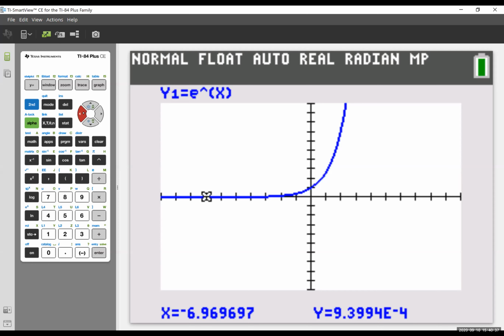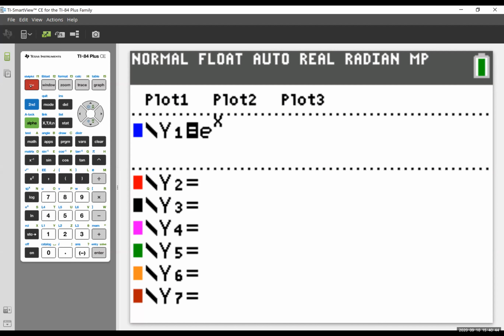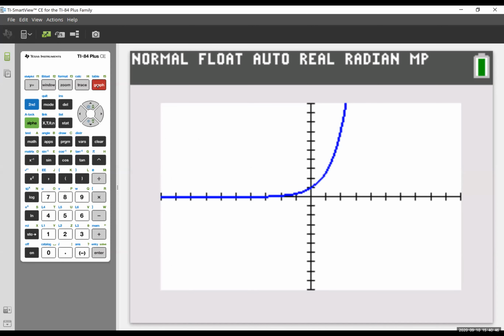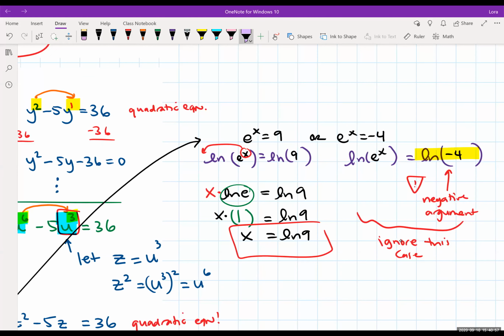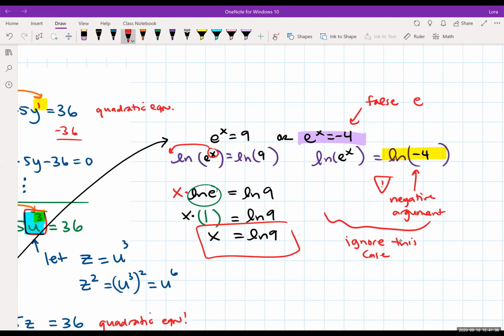Well, my friends, what this is trying to say is this exponential function, as long as it's in its parent graph form, not shifted, is never going to be equal to a negative number. So when you go back and look at your statement of this second case right here, I'll highlight it in purple, this is a false statement, because e to the x is never negative in this case.